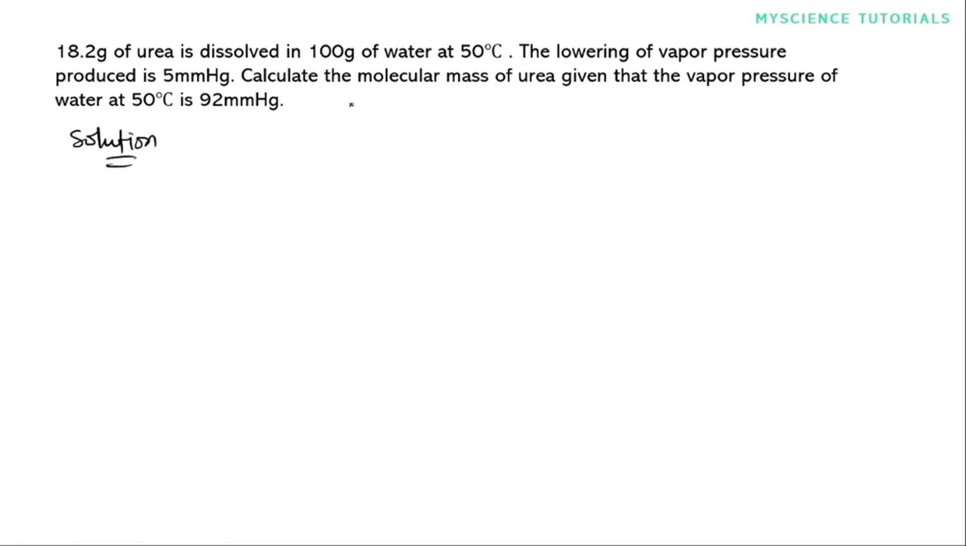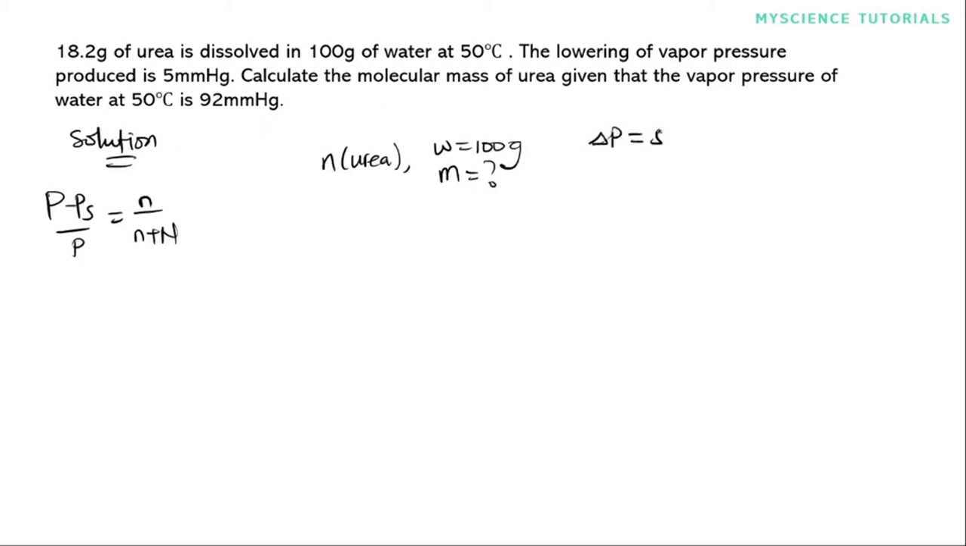Because we've not been told that this is a very dilute solution, it means we are going with this as our formula, which is n over n plus capital N. So we have 18.2 gram of urea, so our small n is for urea. We have 100 grams of water, so small w is 100 gram. The small m, which is the molar mass, is what we are being asked to find. And the lowering of vapor pressure produced, delta P, is 5 millimercury. We have to calculate the molar mass of urea, given that the vapor pressure of water, our P, is equal to 92 millimercury.